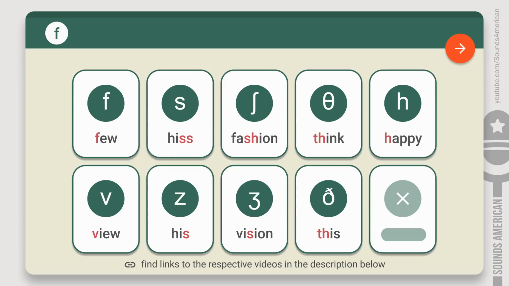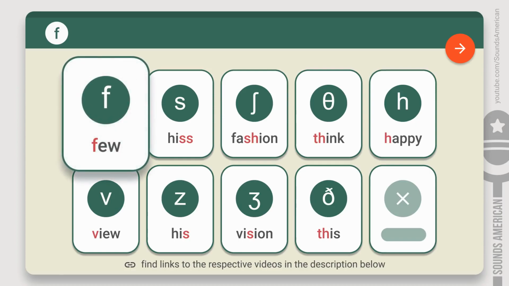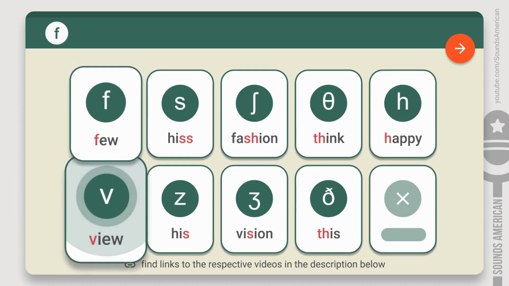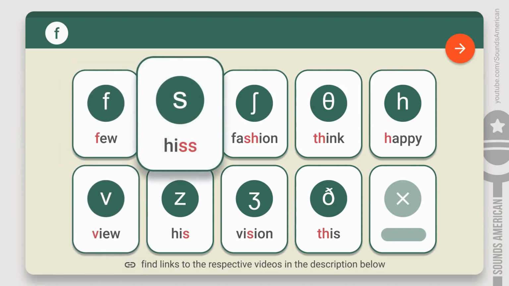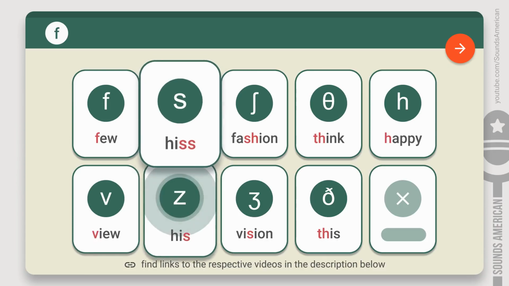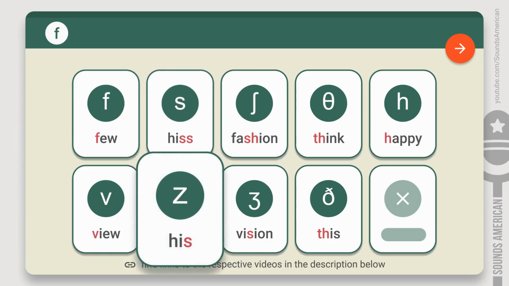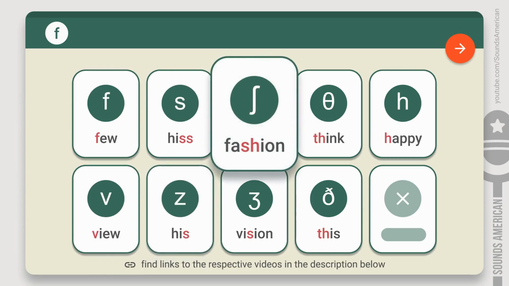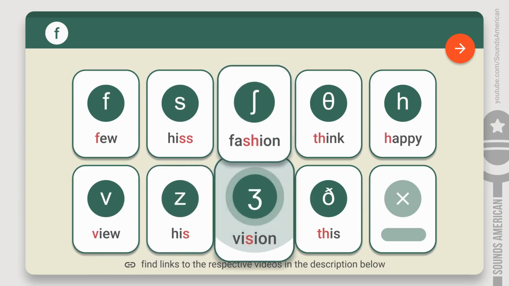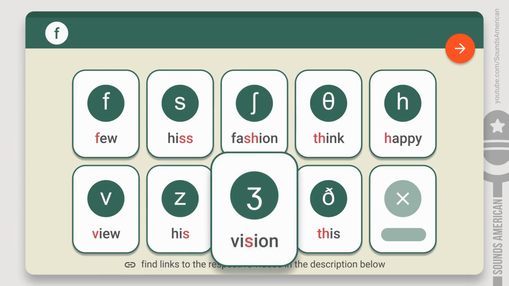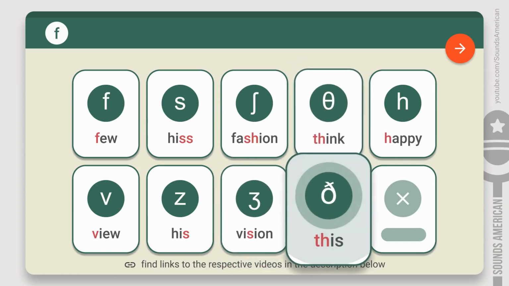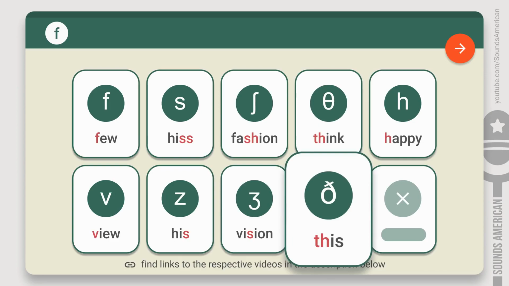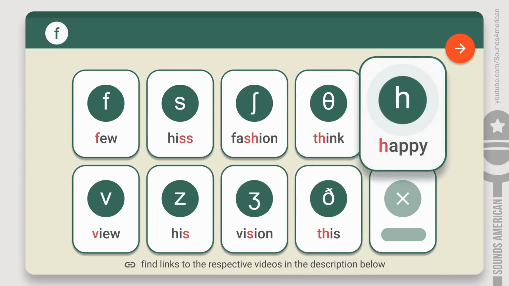Take a look. F, as in few. V, as in view. S, as in hiss. Z, as in his. Sh, as in fashion. Zh, as in vision. Th, as in think. Th, as in this. And h, as in happy.